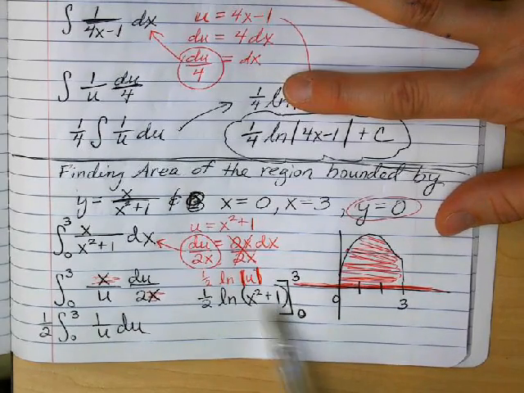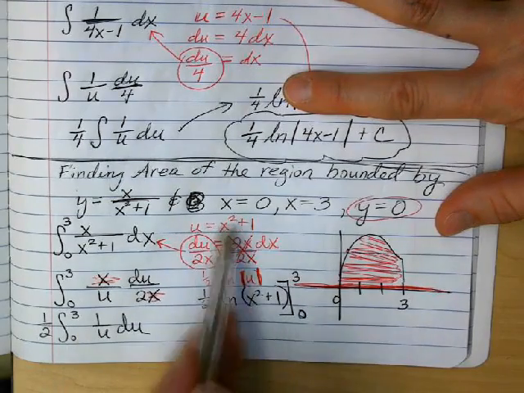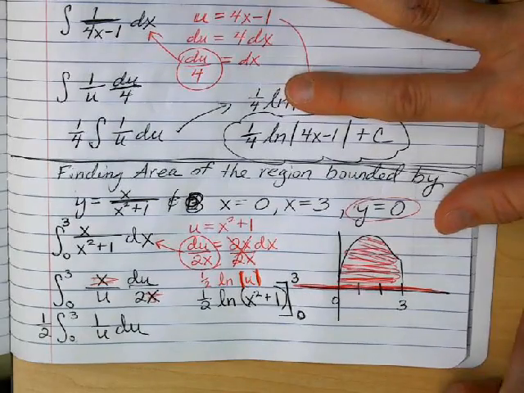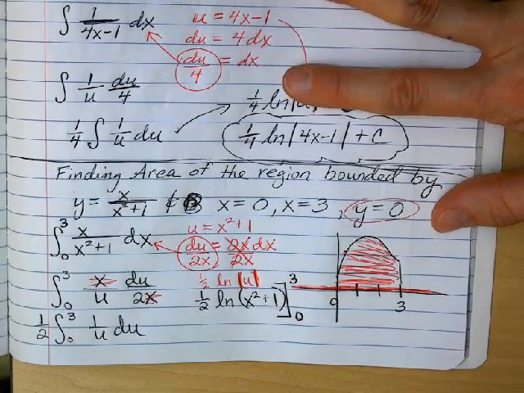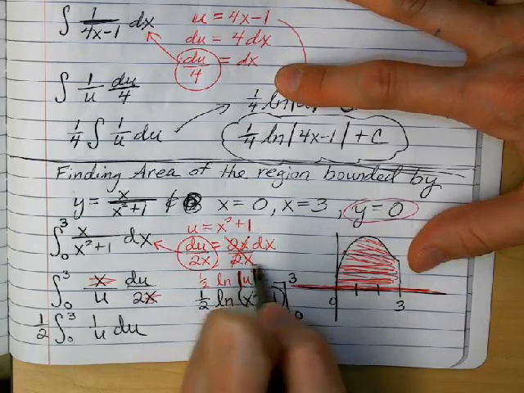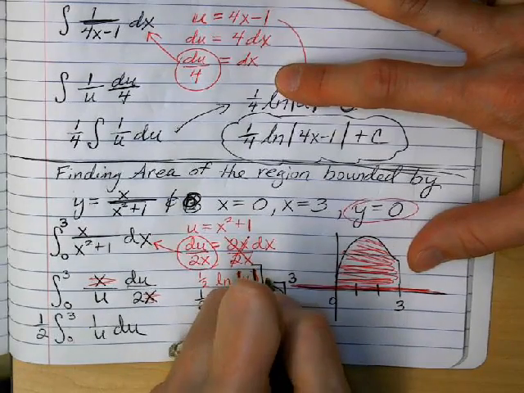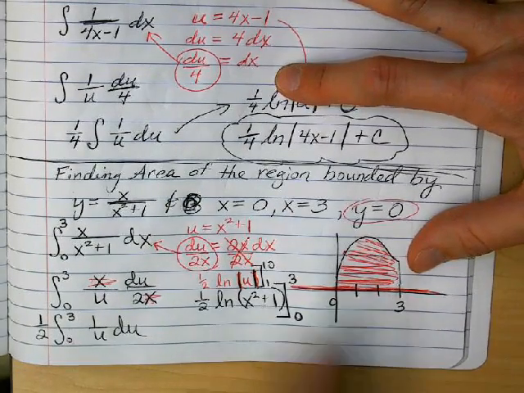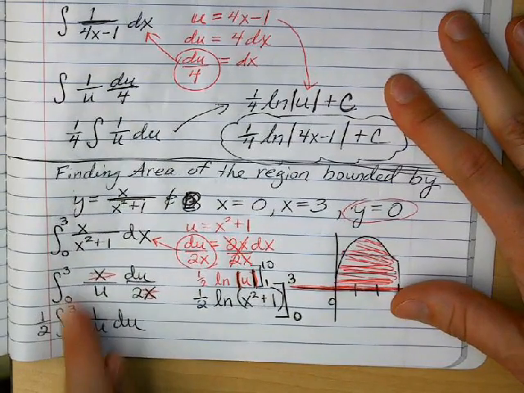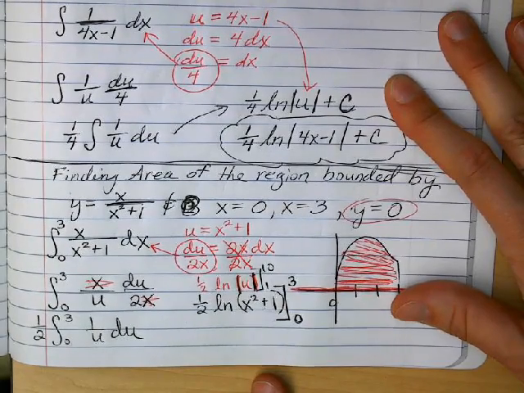Or you could change your 0 to 3. We could have left it as a u and changed the 0 to 3 limits. You can do it that way too, like we've done before. If you leave it as 1/2 ln u, then you could evaluate it from 1 to 10. You'd get the same answer either way. Remember how we changed the lower and upper limits of integration if you don't want to put x back in? You can do it either way. We can do it plugging it back in too, so it doesn't matter.